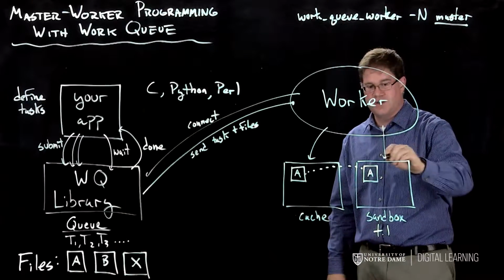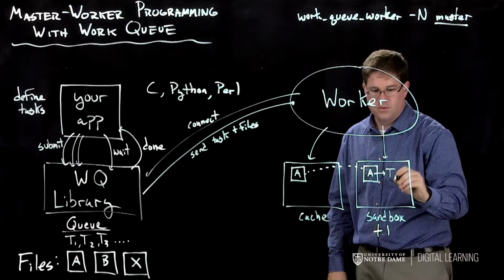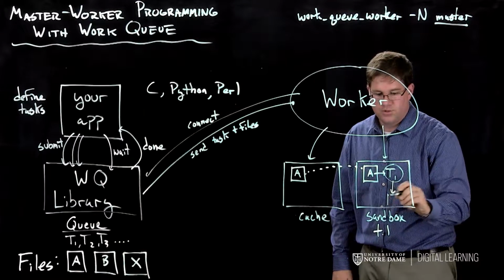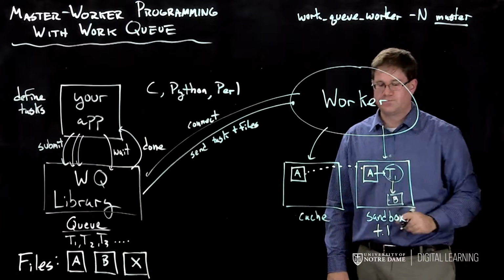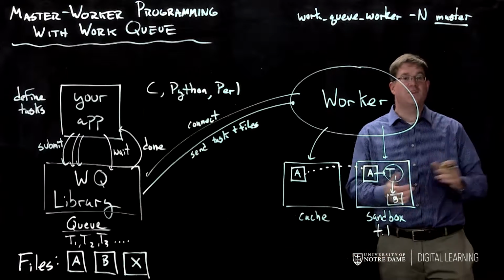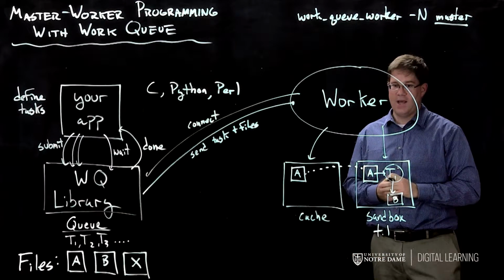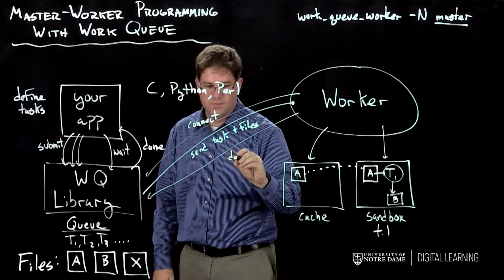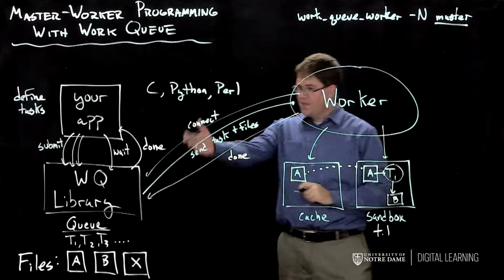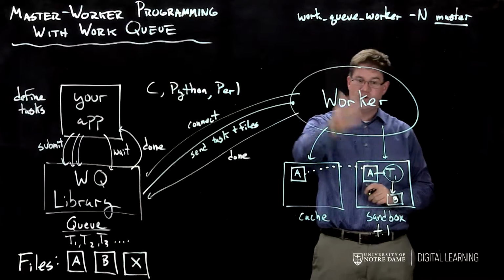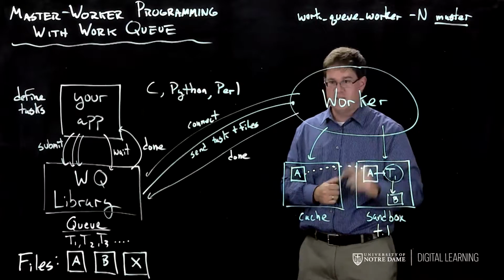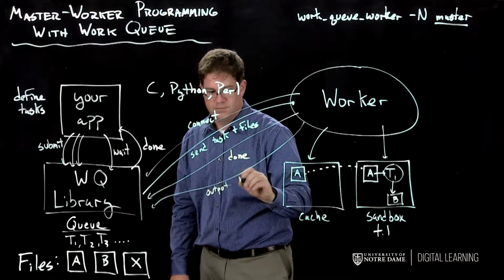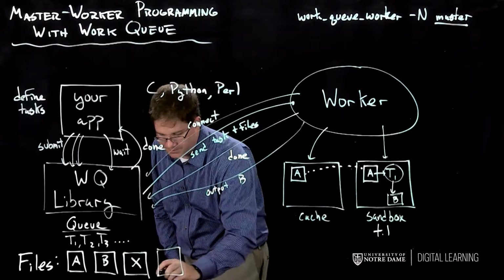So the worker is going to run task 1. That may take a while, but eventually it's going to produce an output, which we suppose is B. Now, once the task produces its output and it's done, the worker is going to send a message back to the master that says, okay, this task is done. And then the WorkQ library has an opportunity to go and get the output files. And in this case, it's file B. And so B will be written to the local file system here.